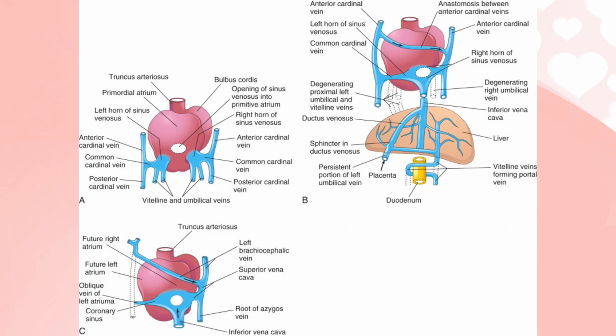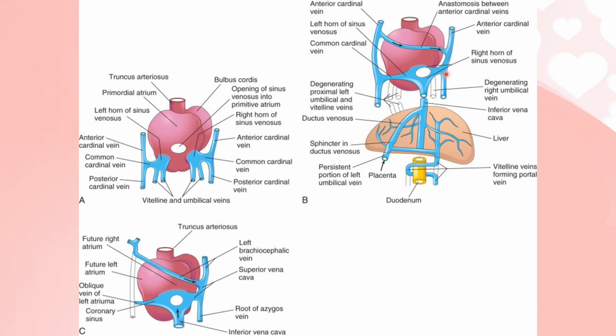And next we are looking at this diagram. Initially these are equal on both sides, three pairs of veins entering into the sinus venosus, and this is the symmetrical organization. Here you can see the anterior, the posterior, and the common cardinal vein, the vitelline and umbilical vein. In this diagram you can see the right umbilical vein disappears, and the proximal part of the left vitelline also disappears. This one is the right umbilical, this is the left umbilical, and the left vitelline completely disappears.